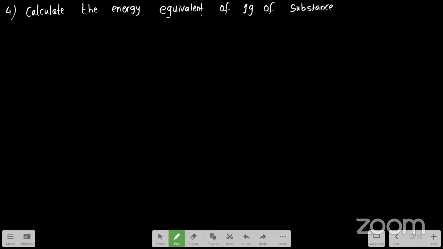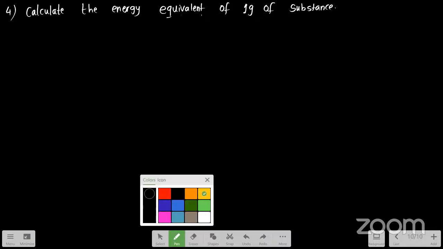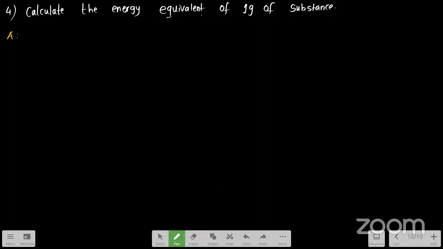Again, you are supposed to write the same formula. What is the formula for energy? The formula for energy is given as E is equals to mc square. And mass, how much mass is given? Mass given is m is equals to 1 gram. If I convert this into kg, how much this will become? 10 power minus 3 kg.